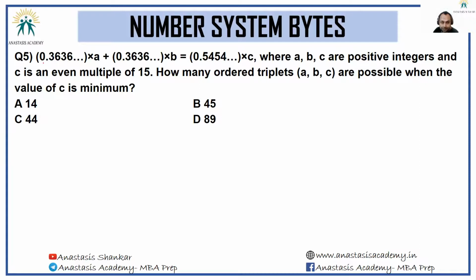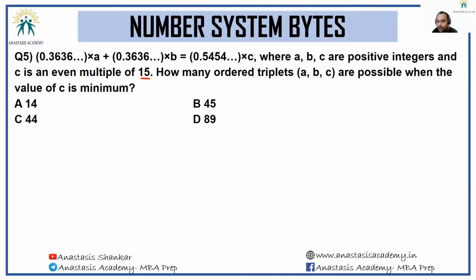Next question. If 0.3636 recurring into A and 0.3636 recurring into B is equal to 0.5454 recurring into C, where A, B, C are positive integers and C is an even multiple of 15, how many ordered triplets A, B, C are possible when the value of C is minimum?